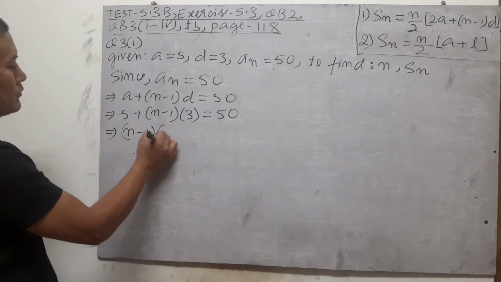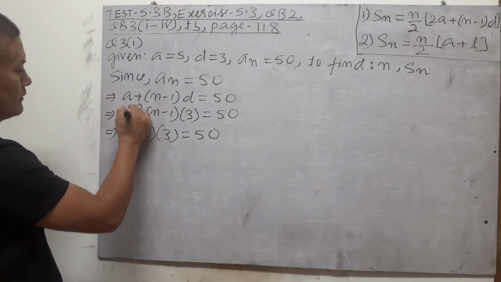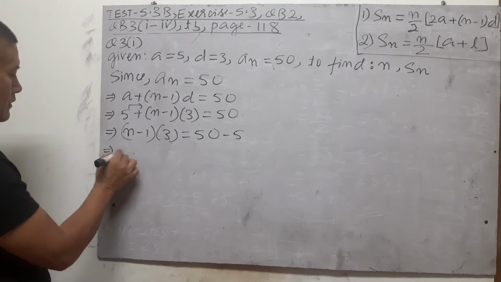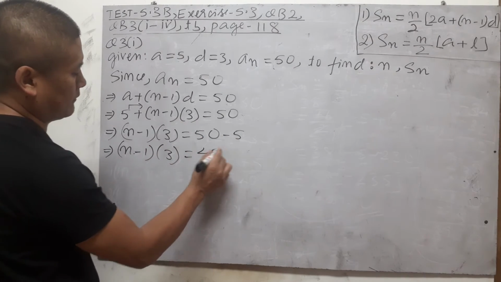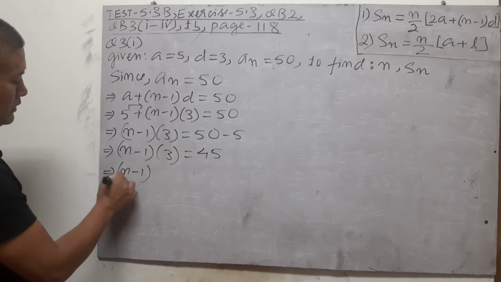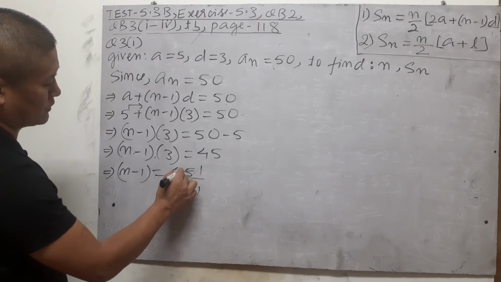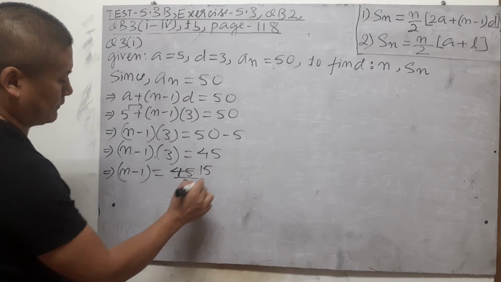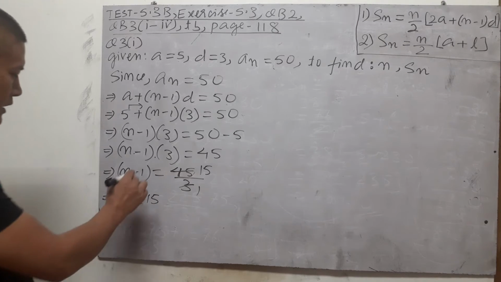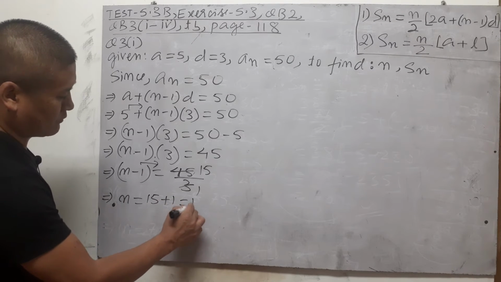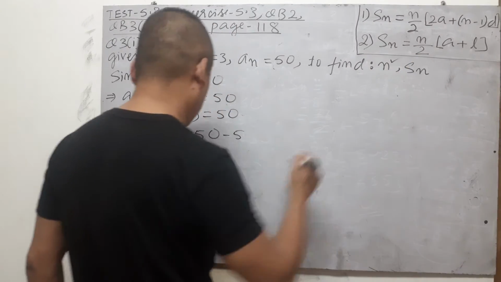So (n minus 1) into 3 equal to 50 minus 5. Shifting this plus 5 to the right side, it becomes minus 5. So (n minus 1) into 3 will be 50 minus 5, which is 45. n minus 1 will be equal to 45 by 3, the 3 coming down. 3 ones are 3, 3 fives are 15. So n minus 1 is 15. Minus 1 shifted to the right side is plus 1, so 15 plus 1 is 16. So n is found, the first answer.